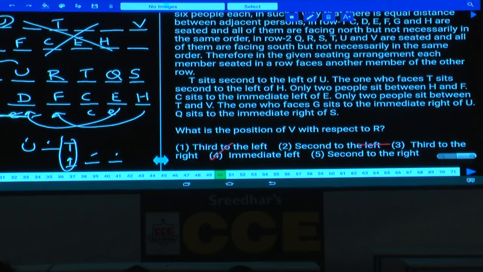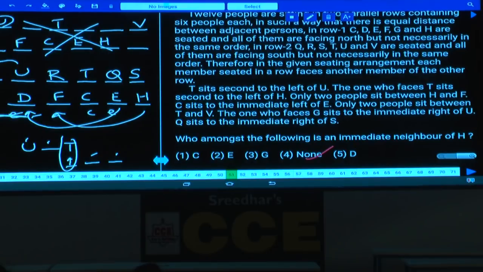Then question number 50. What is the position of V with respect to R? V is seated second to the right of R, that is given in choice 5. Then question number 51. Who among the following is an immediate neighbor of H? Only E, that is choice 2.